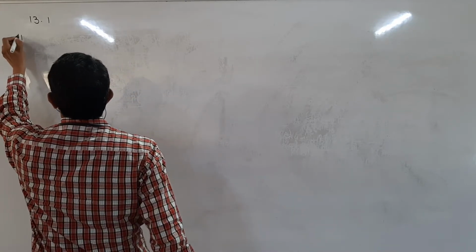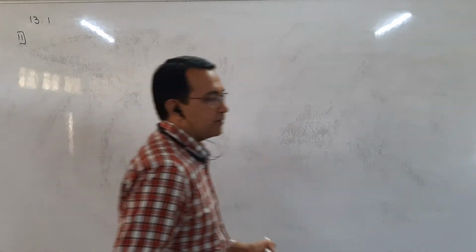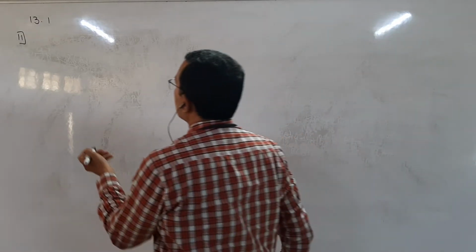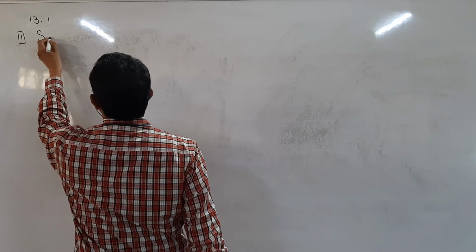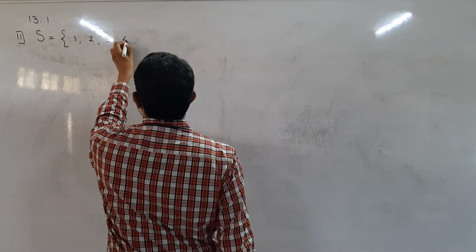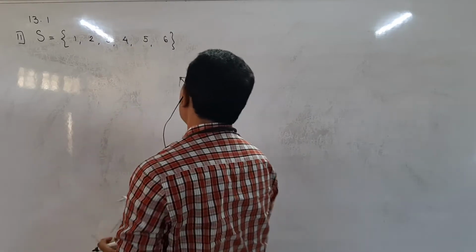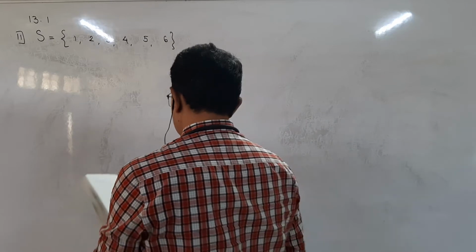Today, students, we are starting from sum number 11 of exercise 13.1. A fair dice is rolled. The sample space of rolling a fair dice is the set of integers 1, 2, 3, 4, 5, 6.